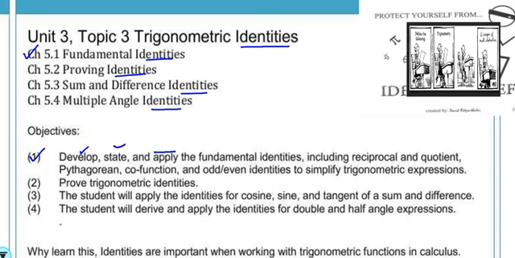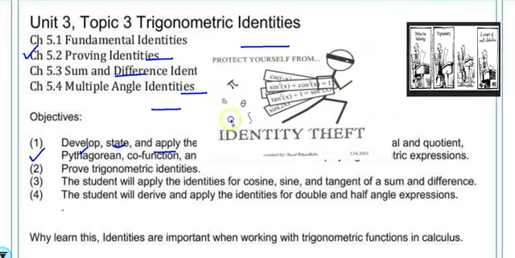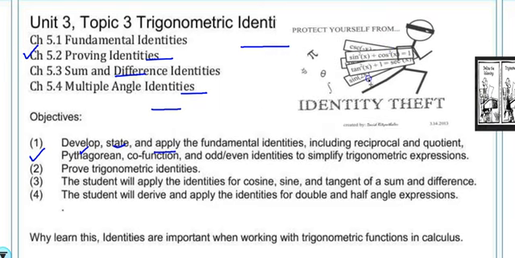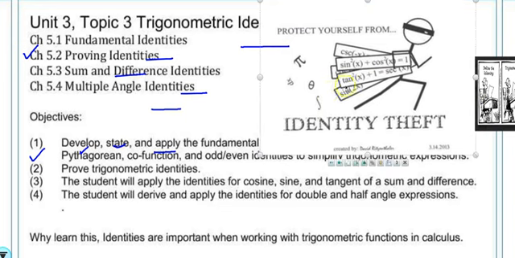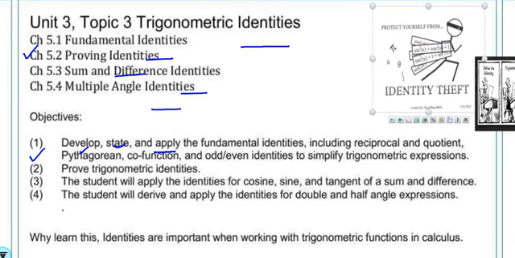So what is an identity and why is it so important? Identities are important because in calculus we have to rewrite and simplify so many trig functions using identities, and it makes our work easier. To add some fun, we always say that you have to remember these identities, and just to add some humor, protect yourself from identity theft. So let's see what we have. We have a very interesting lesson in this video.